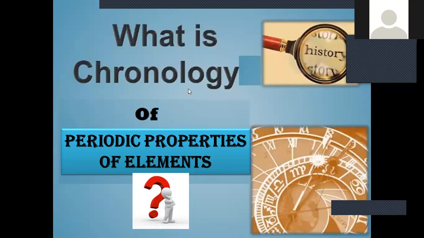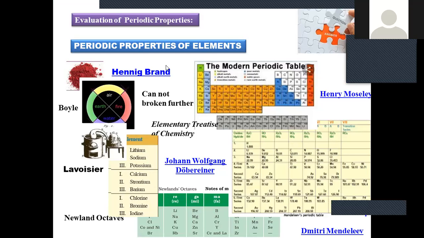So here we are going to discuss the chronology of periodic properties of elements. Chronology stands for how the element classification started, how we have progressed, and what the new version of this periodic classification of elements is. That entire history of the periodic table classification is going to be discussed now, which is the entire classification of properties of all the elements.